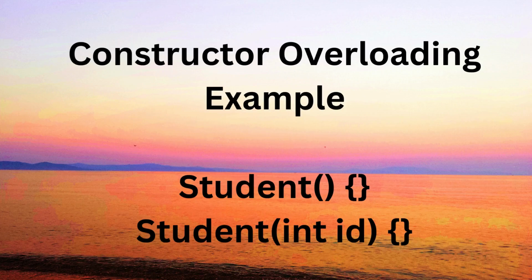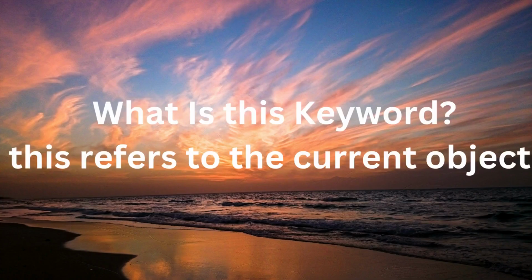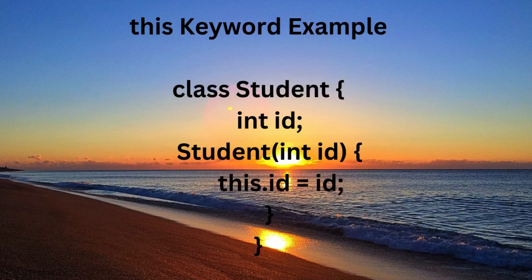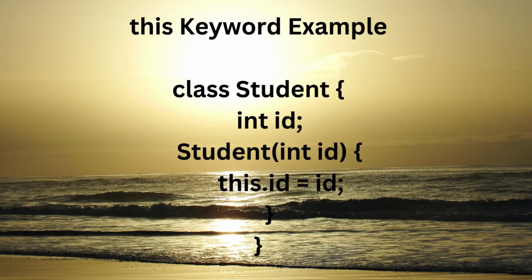Now let's move to the this keyword. The this keyword refers to the current object of the class. It is mainly used when instance variables and method parameters have the same name. For example, if a class has a variable called id and the constructor also has a parameter named id, using this.id helps Java understand that we are referring to the class variable, not the parameter. This avoids confusion and makes code more readable. The this keyword can also be used to call current class methods.